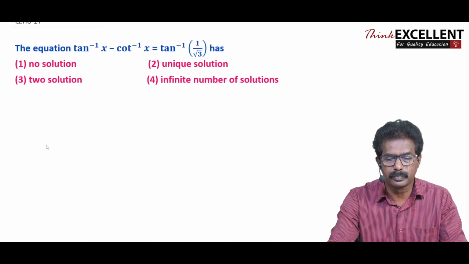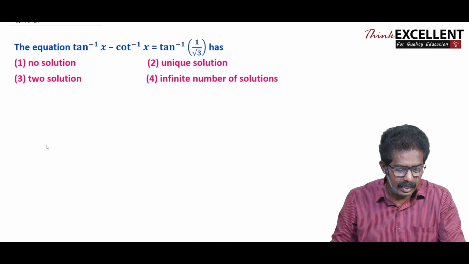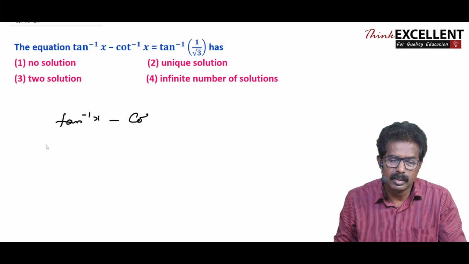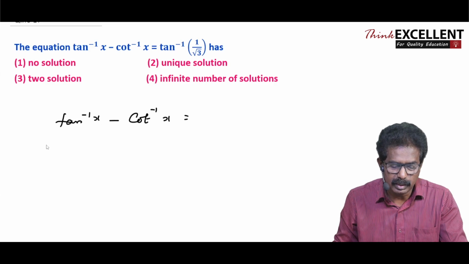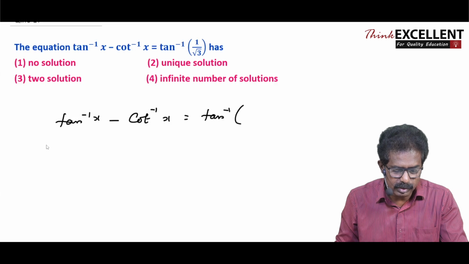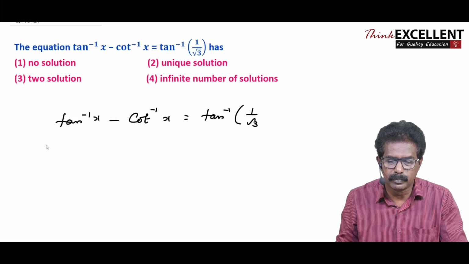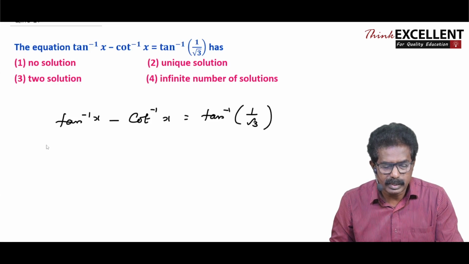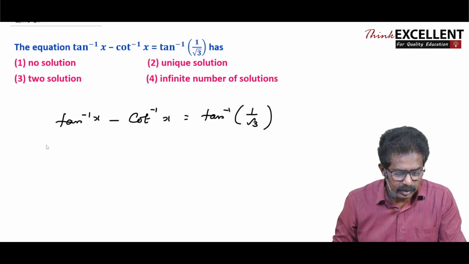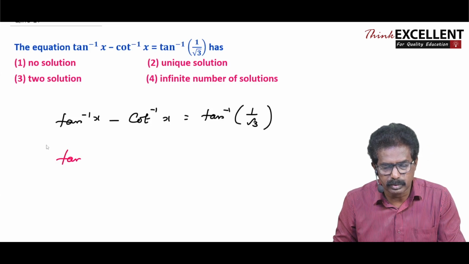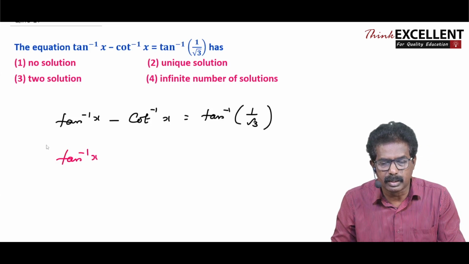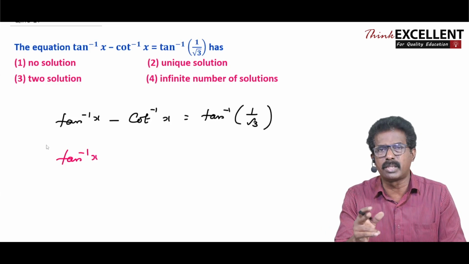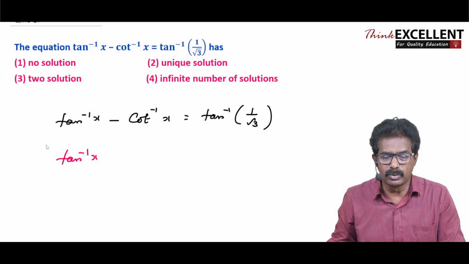Listen. Tan inverse x minus cot inverse x equal to tan inverse 1 by root 3. Listen carefully. They asked to find the x value, right? The equation has how many solutions? Let us see, you'll get some equation. If it's a linear equation, 1 solution. If it is a quadratic, you get 2 solutions, right?